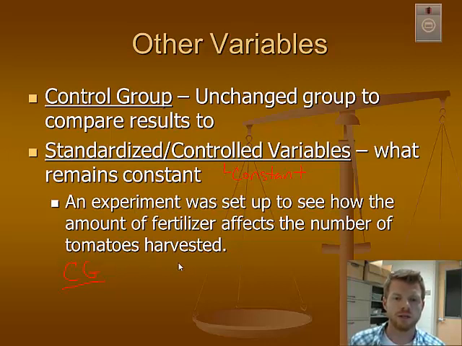So in here, our control group would be no fertilizer, because we can see how many tomatoes grew without fertilizer, and we can compare that. And if we see there's a whole bunch of tomatoes, maybe there's 10 times the amount of tomatoes when we have a certain amount of fertilizer, then we know some results occurred.